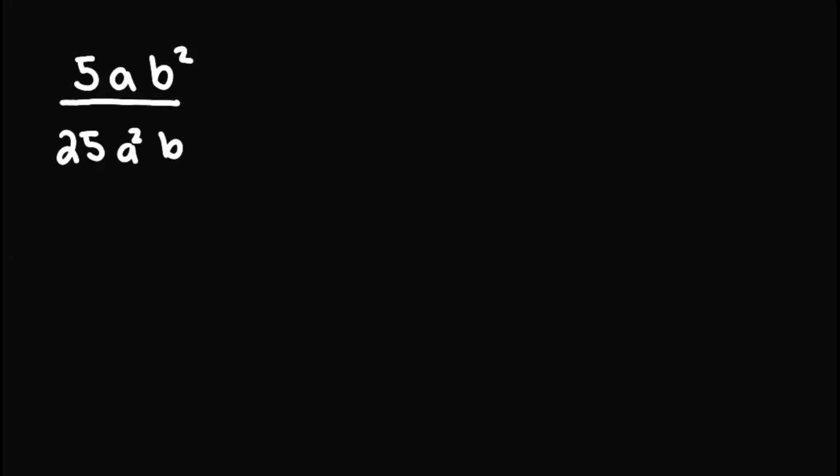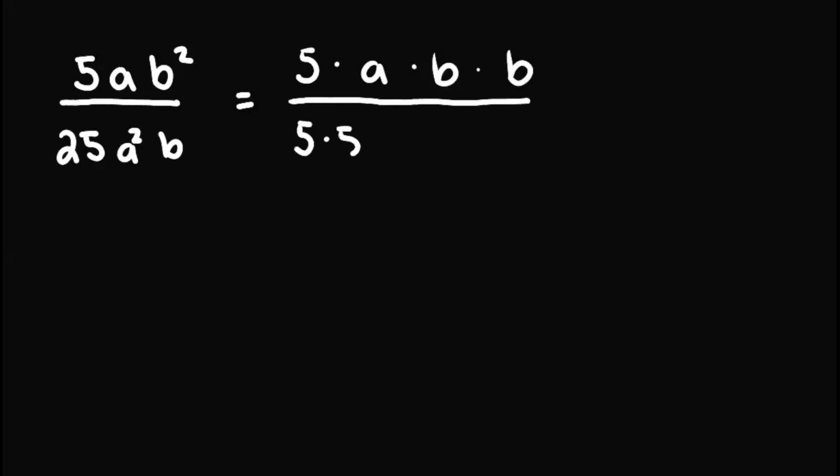Now this one is similar to the division of monomials. So basically, we'll just write this one out in its simplest form. What I mean by that is we'll decompose the numerator and the denominator into their simplest parts. So for the numerator, we'll have 5 times a times b over 5 times 5, since 25 is equal to 5 squared, times a times b.